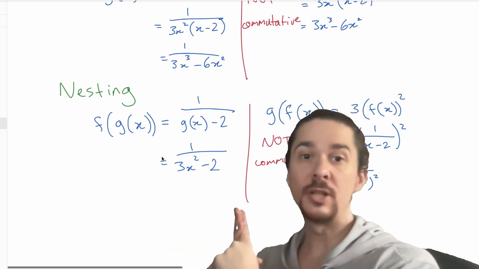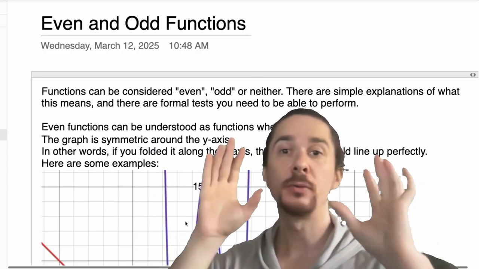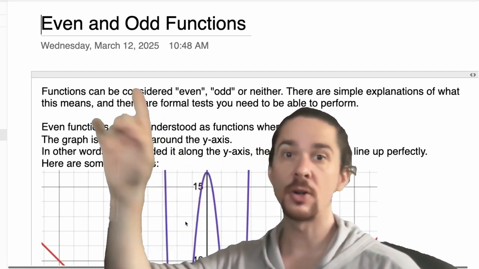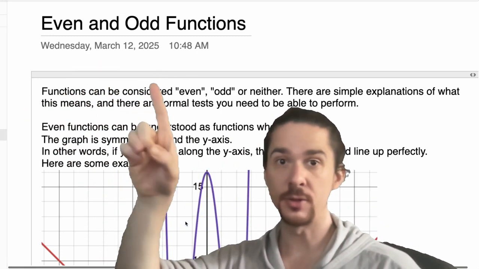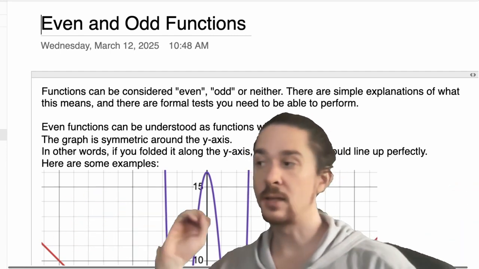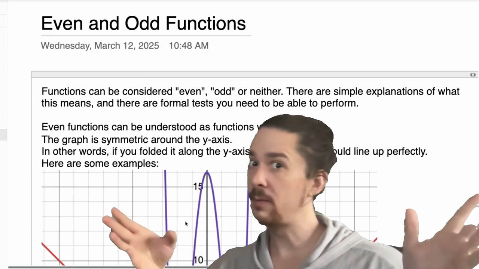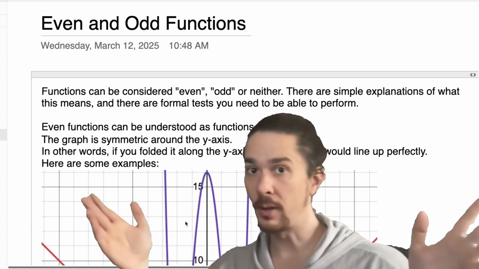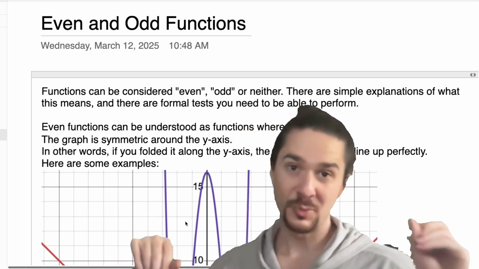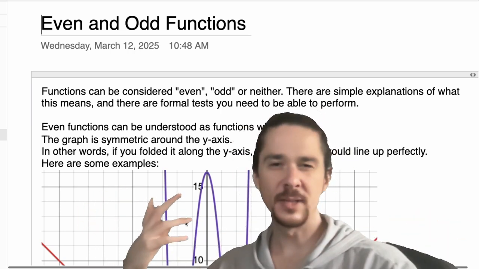All of these operations are important. Some functions follow specific patterns and have special properties. These are even functions and odd functions. Not every function is even or odd. Just like the number 2 is even, the number 3 is odd, the number 2.5 is neither even nor odd. In this way, you can have functions which are even, functions which are odd, and functions which are neither even nor odd. Let me give you some examples.